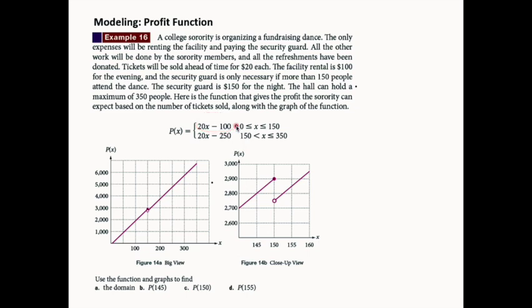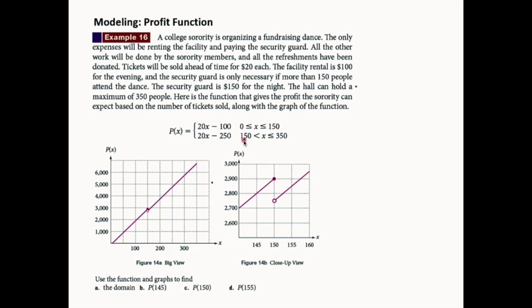If there's more than 150 people, then they're going to have to pay for a security guard. So that's going to be on the interval when X is greater than 150, but less than or equal to 350. It's stated in the problem that this facility can hold 350 people, and that's it. So they're not going to go over 350.